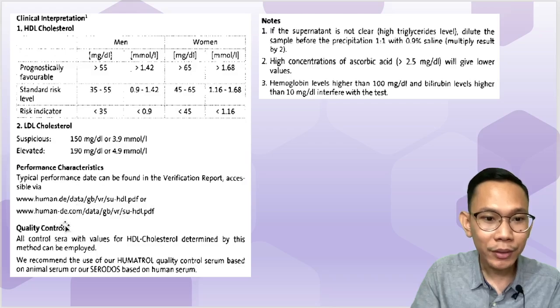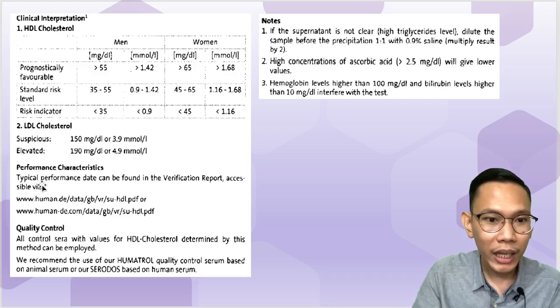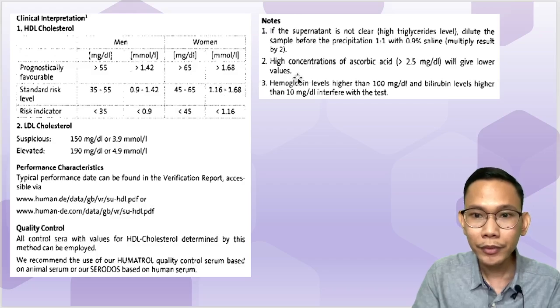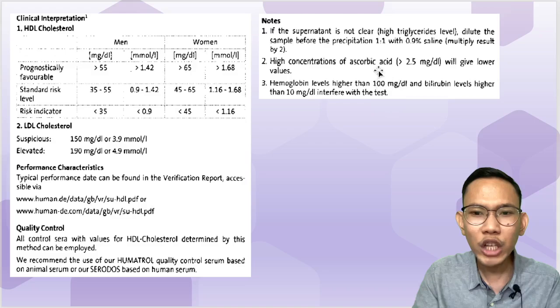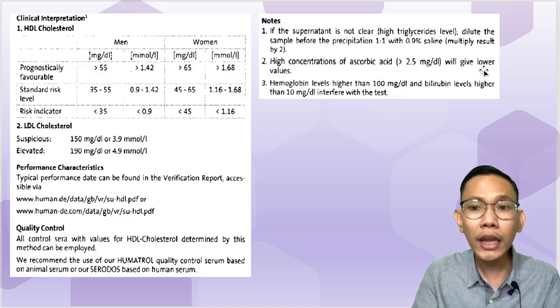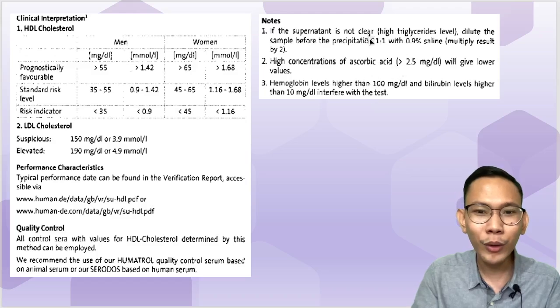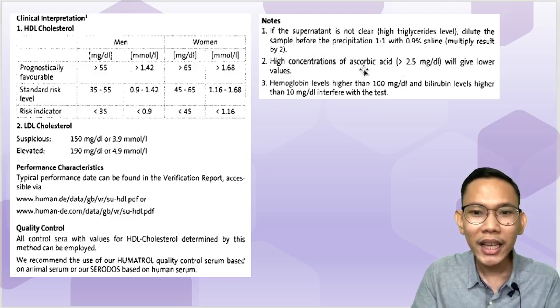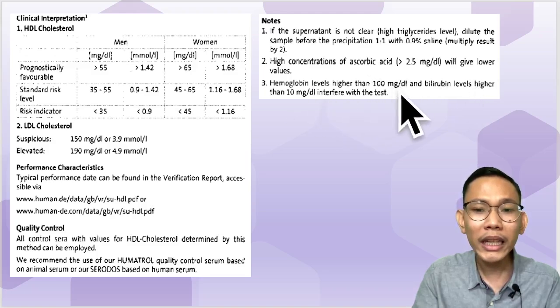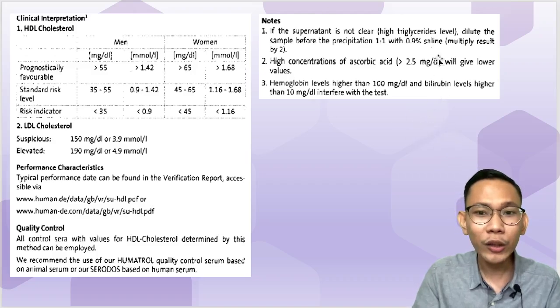Again, kindly take note of linearity. Is there linearity? Okay, there is no linearity. Here, take note: if the supernatant is not clear, the triglyceride level is high. You have to dilute the sample before precipitation. So take note of this and multiply the result by 2. A high concentration of ascorbic acid will give lower values. Remember that we already know the effect of your ascorbic acid. A hemoglobin level higher than 100 and a bilirubin level higher than 10 will interfere with the result. So kindly take note of this one. My voice hurts.